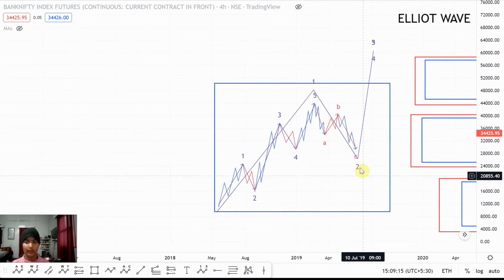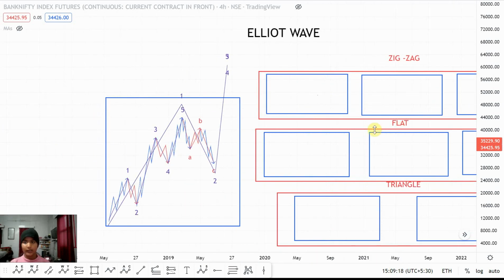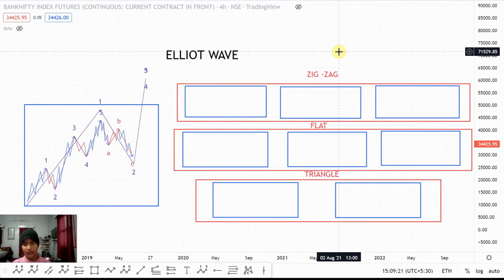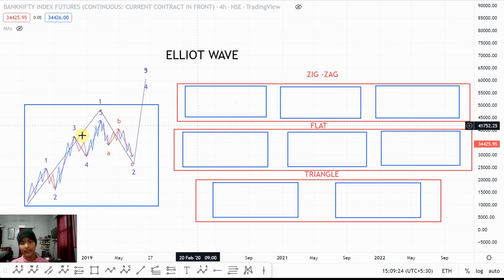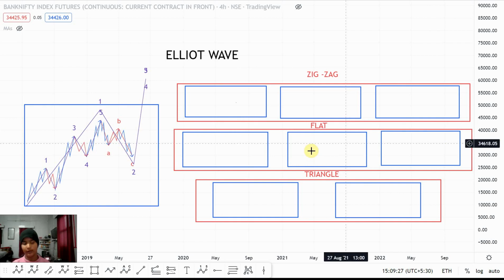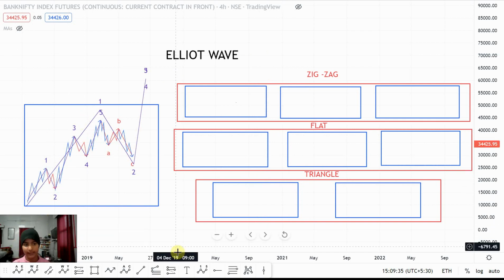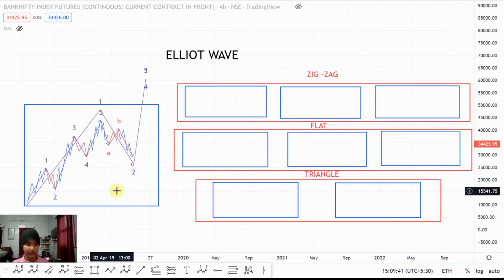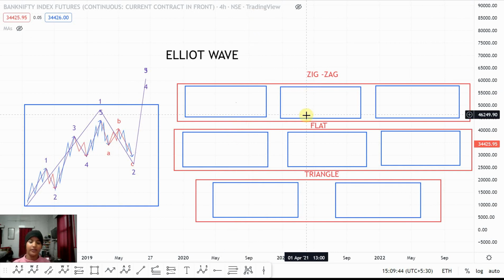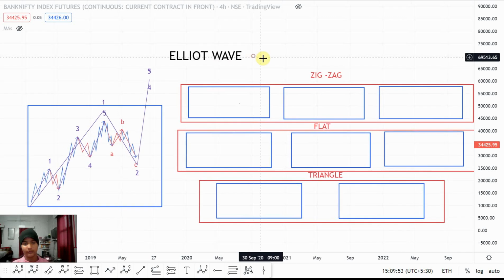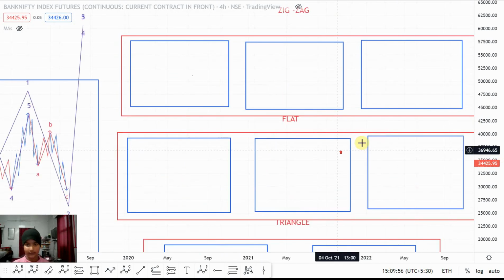Now let's come to our corrective structures. Corrective structures are found in our second wave and fourth wave. As our impulse has an impulse, a correction and an impulse, which is 3 impulses and 2 corrections. So the corrections which I am going to discuss today are zigzag, flat and triangle. So first let's discuss our zigzags.